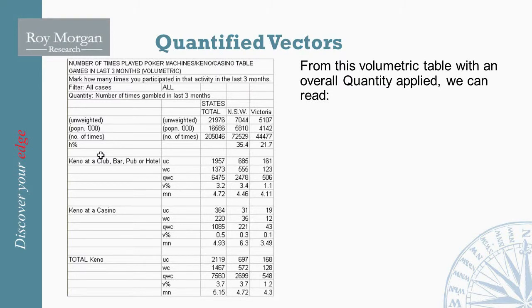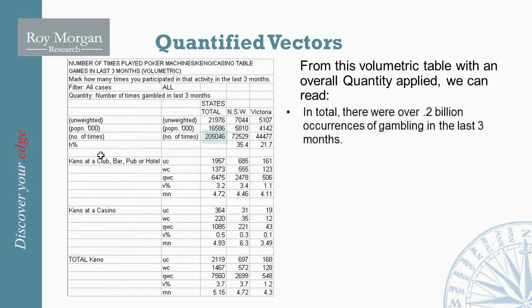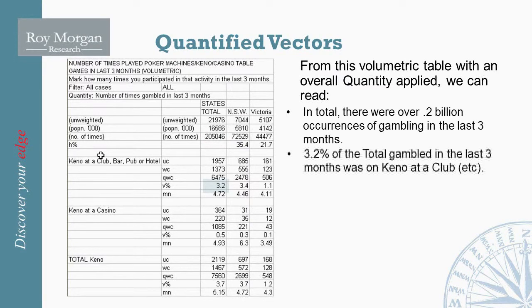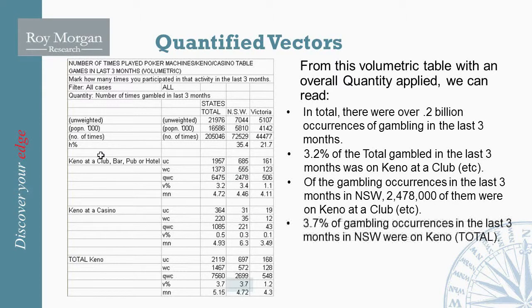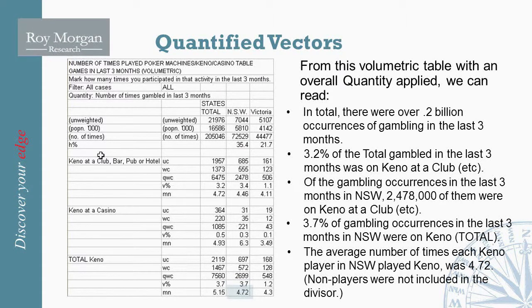So we can see that in total there were over 0.2 billion occurrences of gambling in the last 3 months. 3.2% of the total gambled in the last 3 months was on Keno at a club. Of the gambling occurrences in the last 3 months in New South Wales, 2,478,000 of them were on Keno at a club. 3.7% of gambling occurrences in the last 3 months in New South Wales were on Keno. And the average number of times each Keno player in New South Wales played Keno was 4.72.